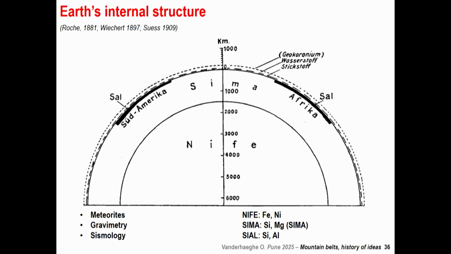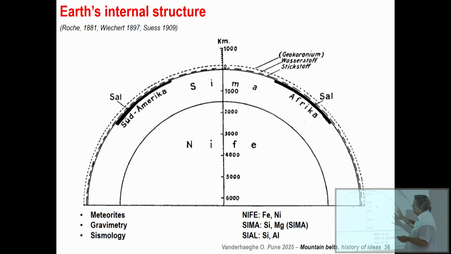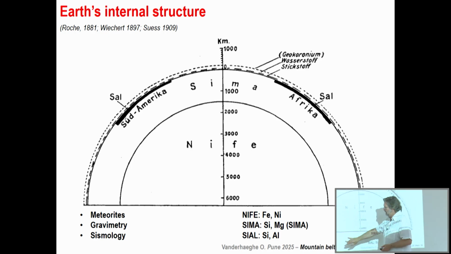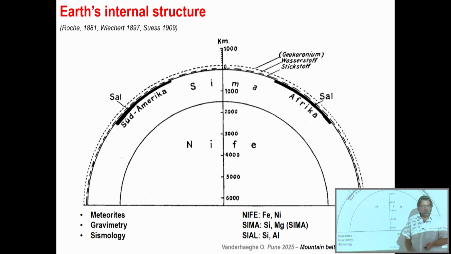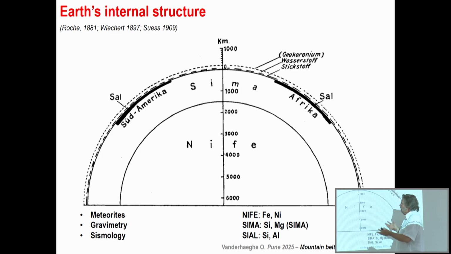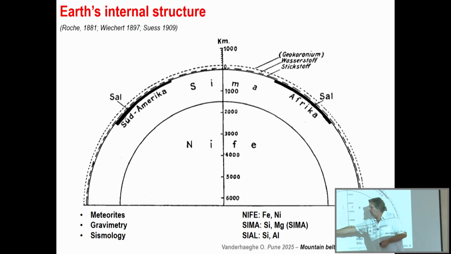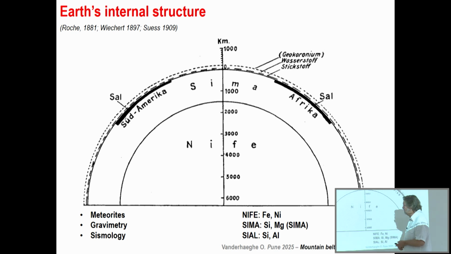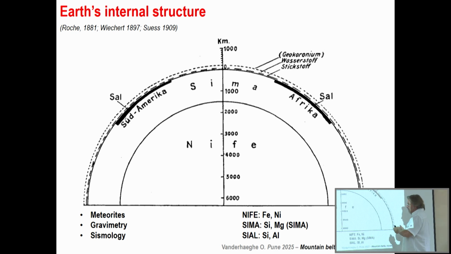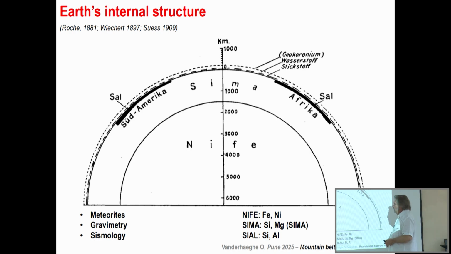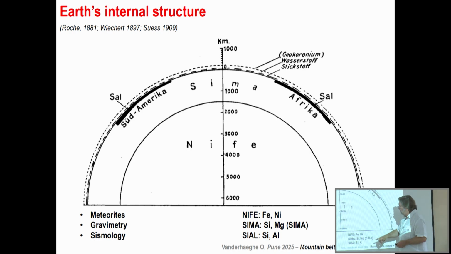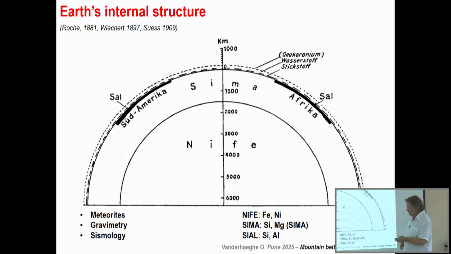In terms of Earth's internal structure, geophysics, gravimetry and seismology allowed a first idea of the Earth interior, and comparing these signals with meteorites allowed building a more refined Earth model, with the identification of a dense nucleus made of nickel and iron. That's based on the identification of the iron meteorites that have the right density and the right behavior in terms of seismic wave propagation to be in the Earth interior. And then a mantle made of silica and magnesium, the SIMA, and the SIAL, the crust made mostly of silica and aluminum.